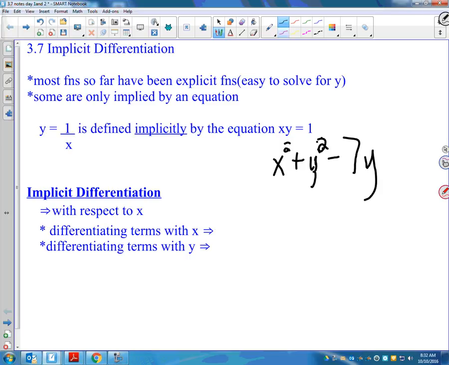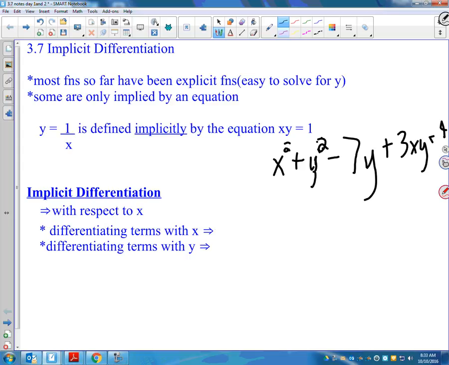y, plus 3xy equals 4. That would be really hard to get y by itself. So we can't say, well, I guess we can't take the derivative, right? That's what you want to say.